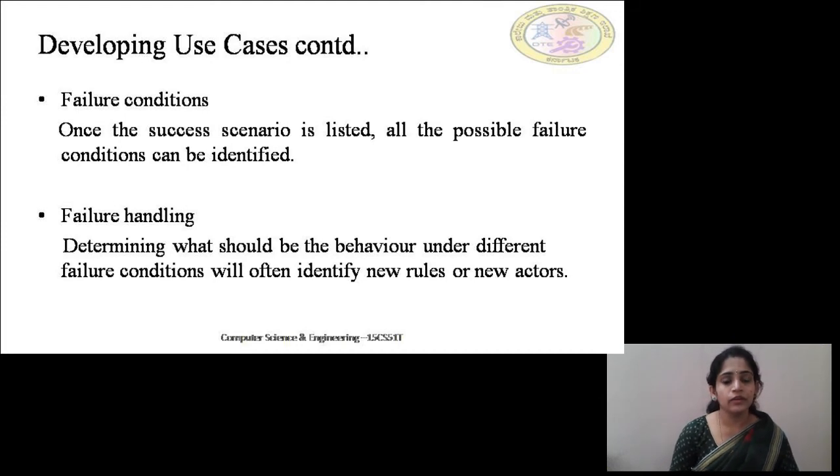The third level: failure conditions. But practically speaking, it's not possible that every time we'll end up with a success scenario. There could be chances of getting failures also. So when we get a failure, we cannot leave the system as such. We should think about how these failure conditions can be analyzed, how they can be handled, and how this can be converted into a success scenario. The third level here is failure conditions. Once the success scenario is listed, it is very essential that we also list all the possible failure conditions that might occur.